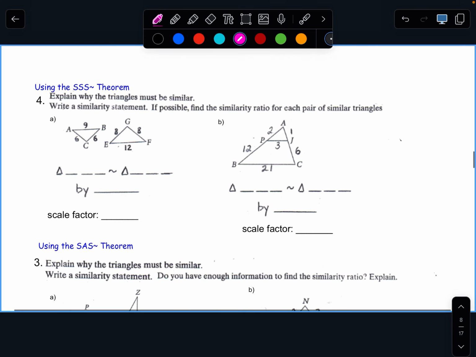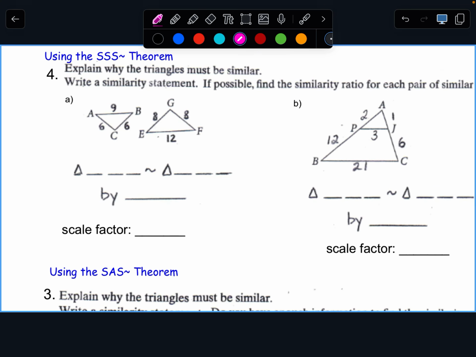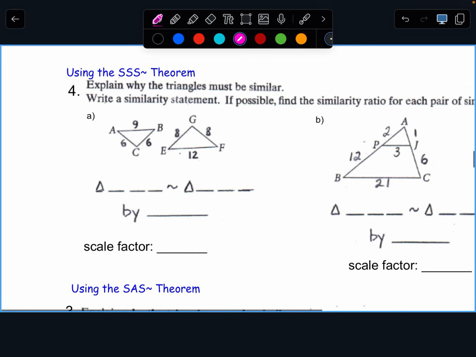This is my most hated one. I hate side, side, side, because you have to do all the fractions, and it's just annoying. But it's fine. So, this first one, you basically match up the sides. So, 6 and 6, 6 and 8. Oh, I wonder if that's going to work. You have to see if 6/8 equals 6/8. I wonder. Okay. And then you're going to have to check, I guess, 9 and 12 to make sure it's legit.